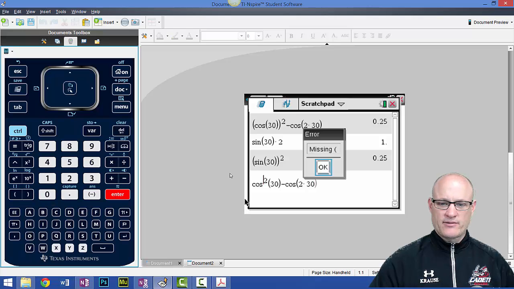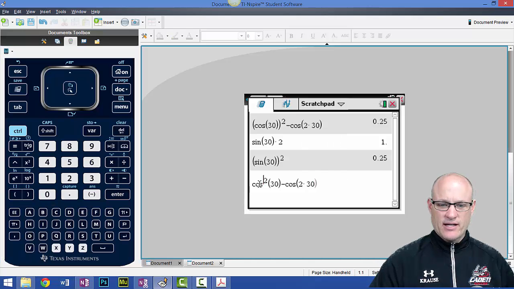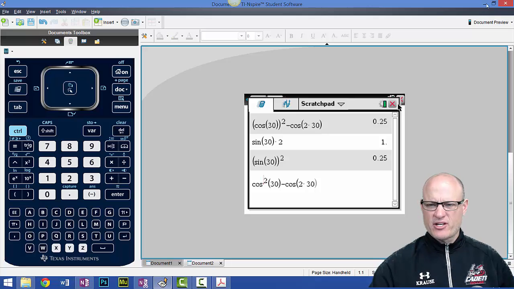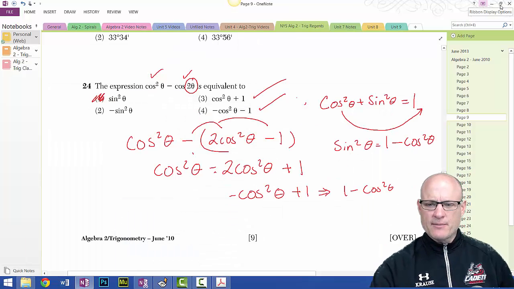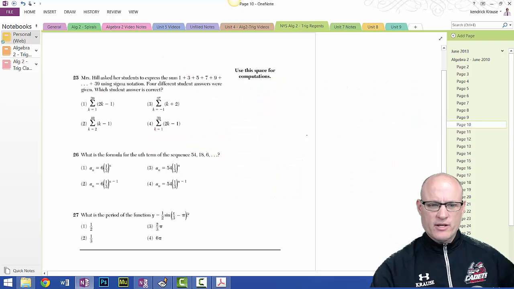But, see. Yeah, it doesn't like this. In order to put it in cosine squared, you have to actually do cosine and then square the whole thing. I kind of thought that might crash. I haven't done that in a long time. I forgot. Alright, moving on. Just another way to test it.